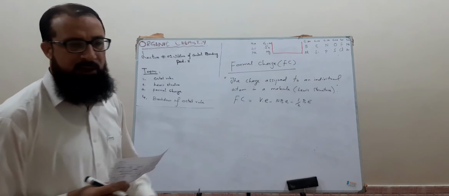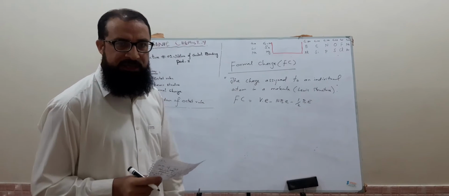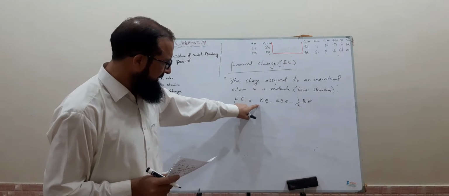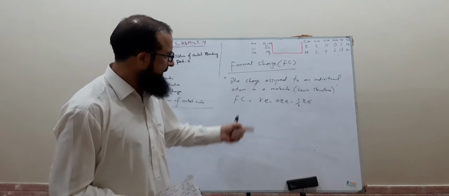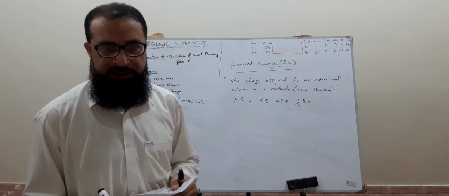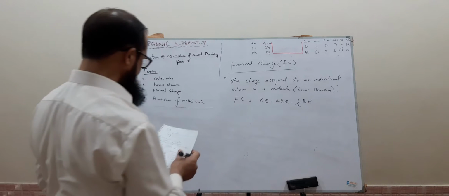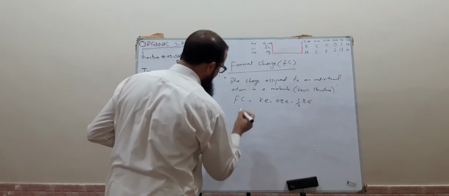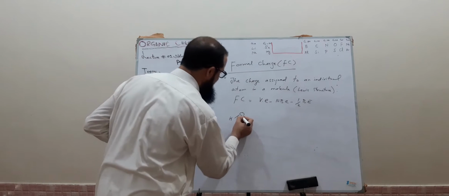So this is a formula which can be used to find out the formal charge of each atom in a molecule. Valence electrons minus non-bonding electrons, which you know are lone pairs of electrons, and minus half of the bonding electrons. For example, we have an example of H3O+, you know that. Example of H3O+.